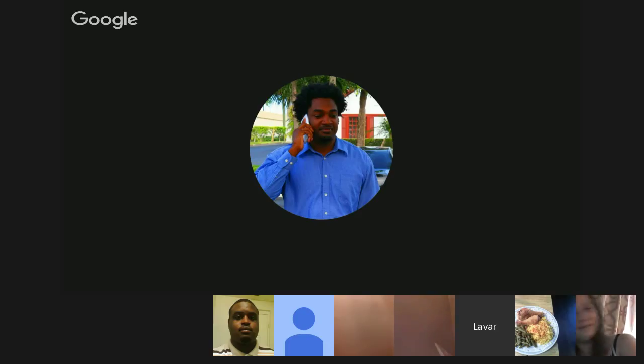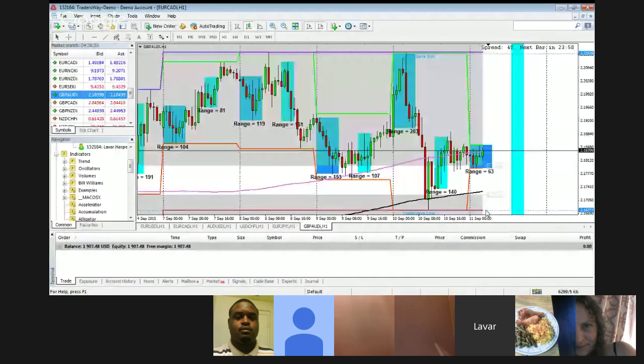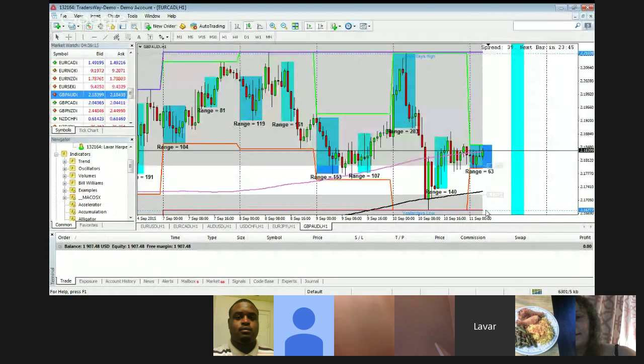Wow, this is GBPAUD. This is the exotic pair he was just talking about, Ocean Sky. Isn't GBPAUD the exotic pair Ocean Sky was just talking about? Yes. I'm liking this too. Look how many pips it's giving in Asia.